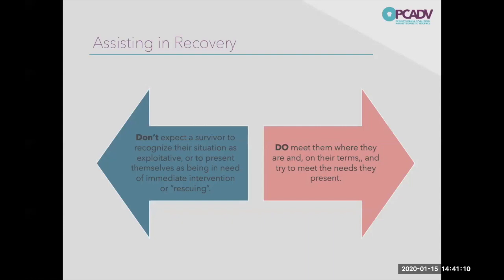Needless to say, we are advocates. We meet people where they are on their terms and try our best to meet the needs that they present so that they can begin the long process of healing. But we're not rescuing people, and we're not expecting them to automatically identify as a human trafficking survivor. In some cases, they may know that human trafficking is a thing and think that it's something completely different from what they're experiencing, and that is okay. The important thing is that we know that they are somebody that needs our help and services and that we're willing to provide it.